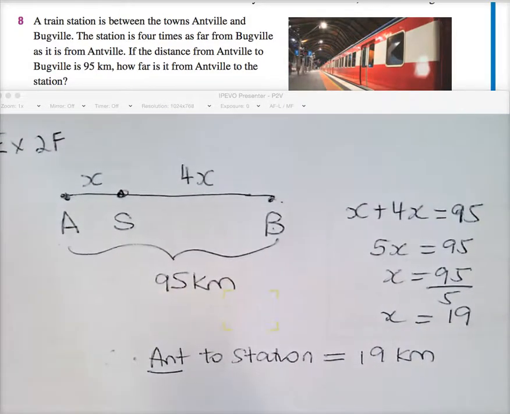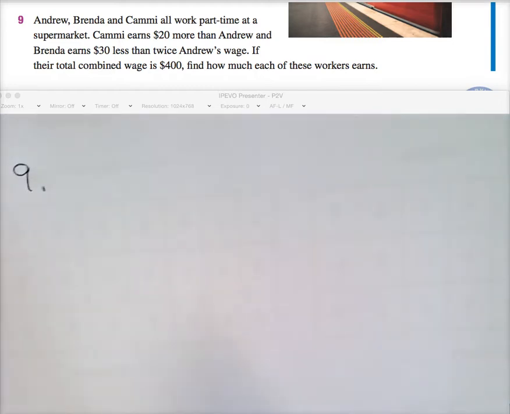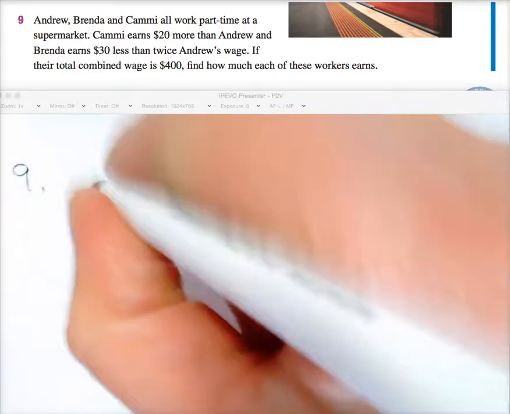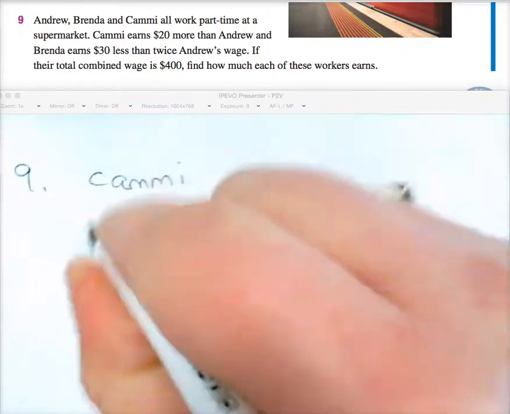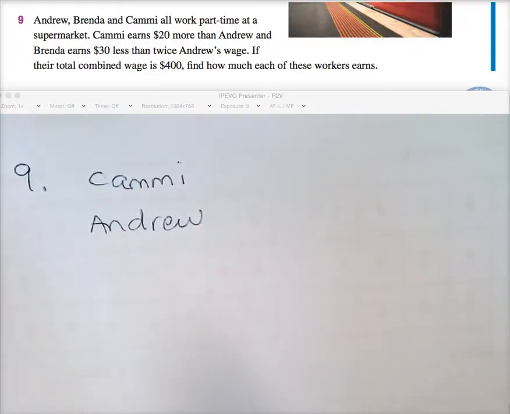The next question that someone wants is question 9, and then other people want 7. Andrew, Brenda and Cammy all work part-time at a supermarket. Cammy earns $20 more than Andrew. Now what I want to do, I want the lowest person to be X more than likely. We'll just see. So Cammy gets more than Andrew, so I'm going to put Andrew down here. And Brenda earns $30 less than twice Andrew's wage. If their combined wage is $400.